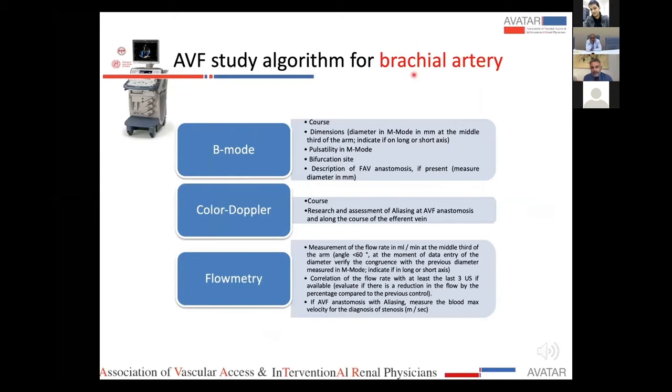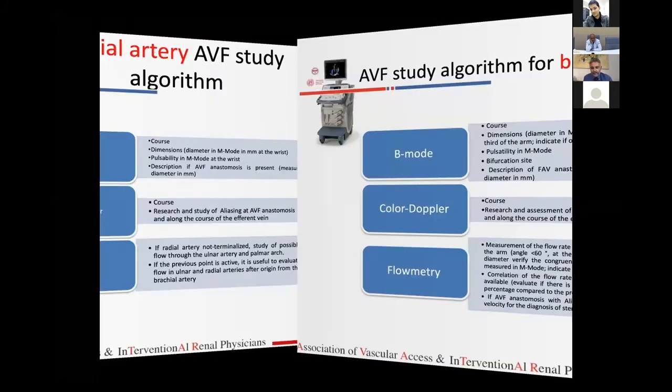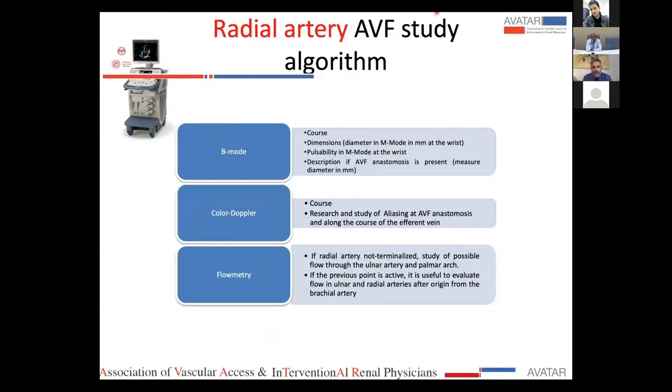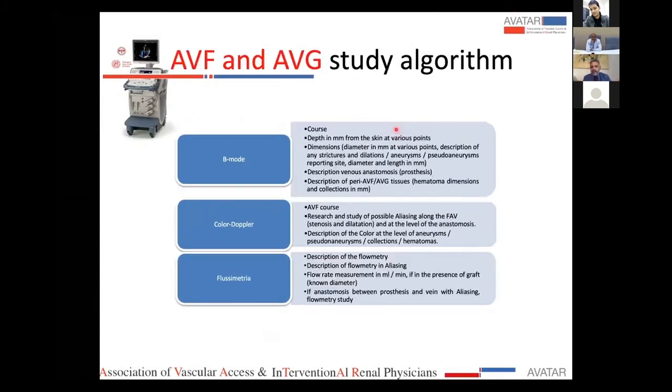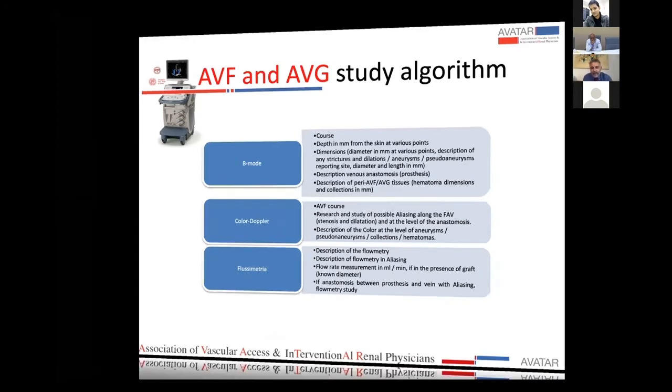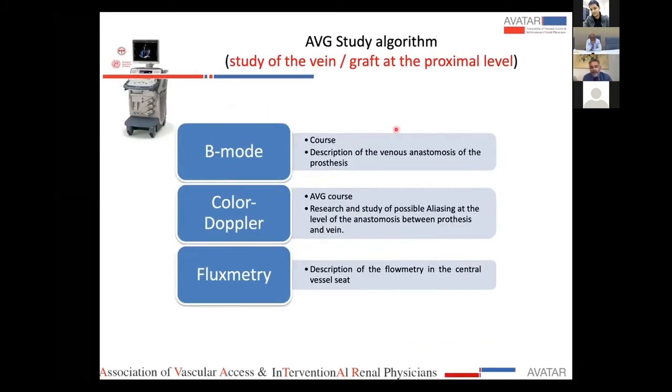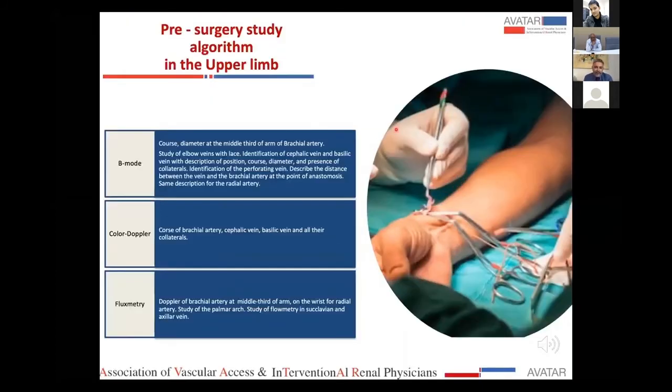As you can read in the paper, the elements that have to be analyzed in B-mode, color Doppler and Doppler spectrometry are described for each structure that you can find in the vascular access. So it is important for every structure, for every element, to have an order and to describe all points in order to share information with nurses, with the vascular surgeon, and with the other nephrologists. This is important also for the cannulation procedure.